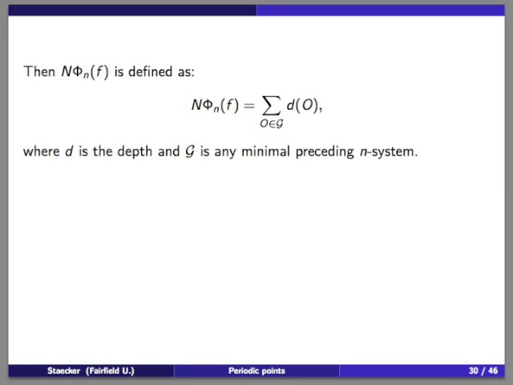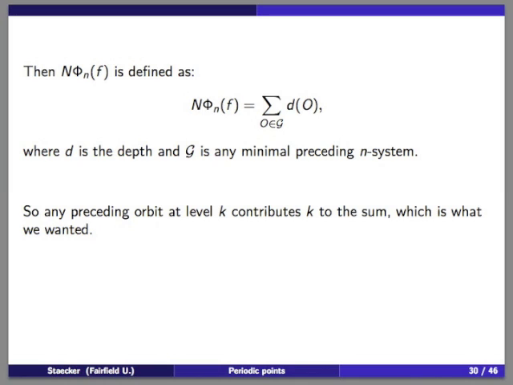All right. Remember what I said before. In this case, if you do it this way, any preceding orbit at level k will contribute k to the sum. Will increase the sum by k, right? And that's actually exactly what I said it should do a few minutes ago. That's what we wanted to do. All right. Pretty complicated, I think.